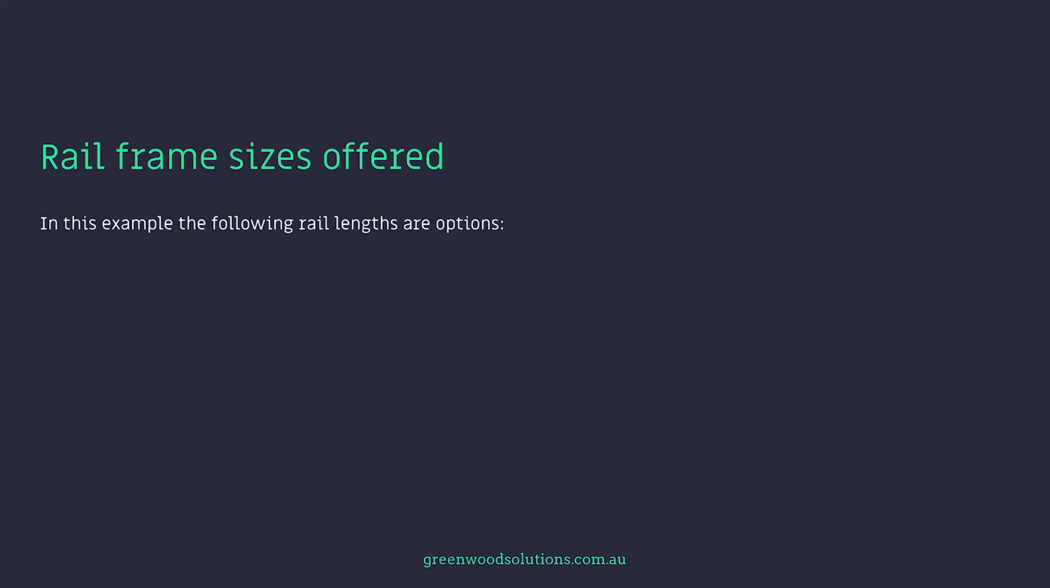Time spent connecting small sections of rail, cost of extra rail joiners, potential issues of structural integrity are all eliminated. So how do we calculate this? In this example, the following rail lengths are options: 3,600 mil, 4,000 mil, 4,200 mil, 4,400 mil, and 6,000 millimeter.